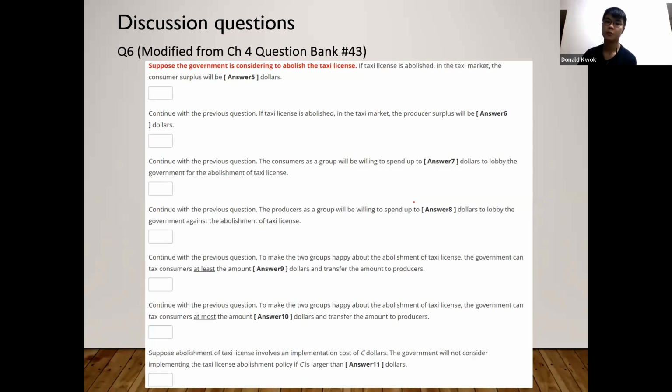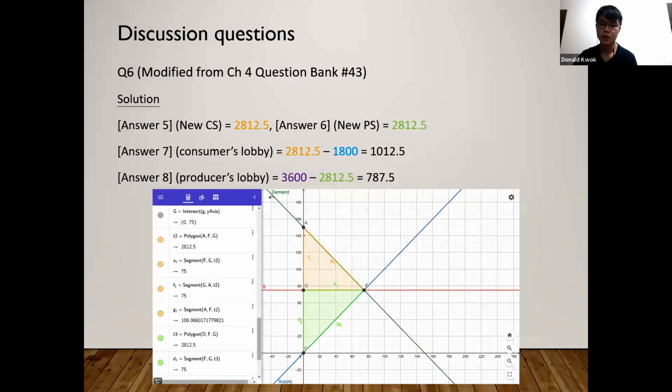Okay, so let's start with parts 5 and 6 to find the consumer surplus and producer surplus when the taxi license policy is abolished. So if the policy is abolished, then the supply would just go back to the usual upward sloping shape given by the expression P equals Q. Then the consumer surplus is just the upper triangle here, the orange triangle, while the producer surplus is the triangle below here, the green triangle. So nothing special, we just use the polygon function in GeoGebra to help us quickly find out the areas, which are 2,812.5 and 2,812.5.